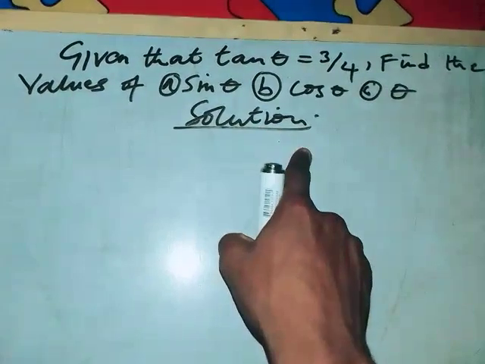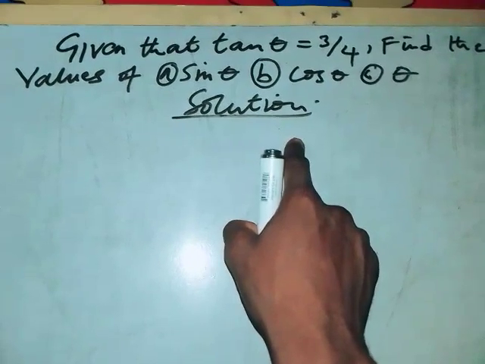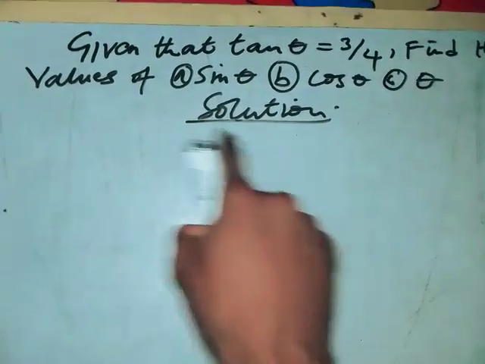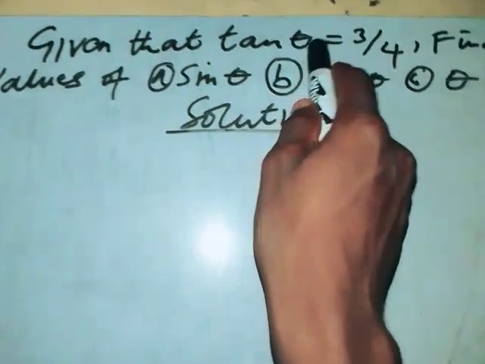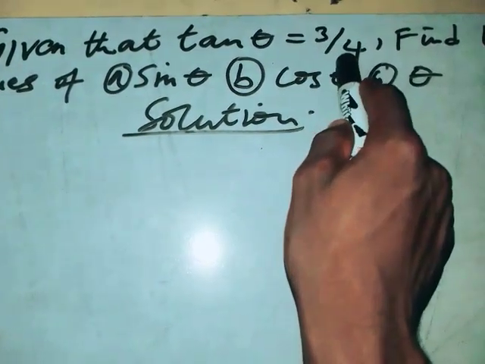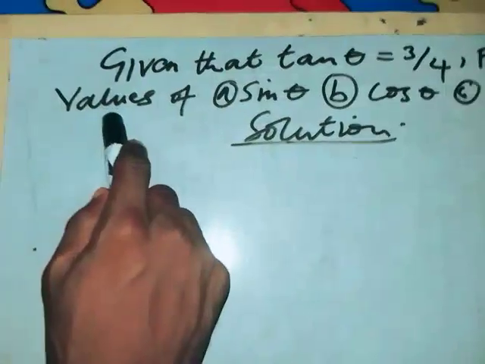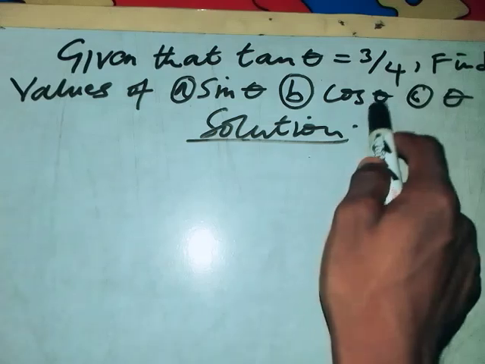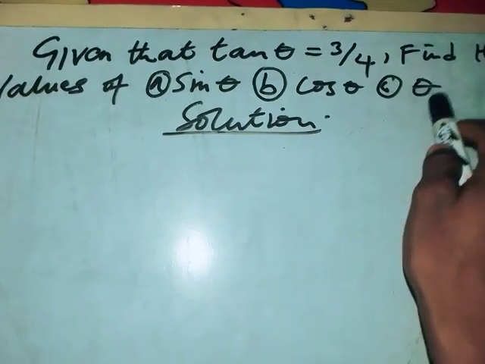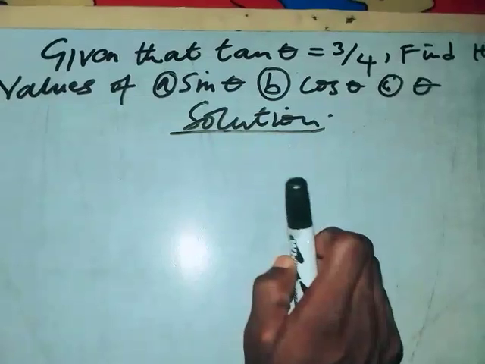Solve this problem on trigonometrics. So this question is given: tan theta is equal to 3/4. Find the values of A, theta, B, cos theta, and C, sin theta. Okay, now this question is given. How can you solve this?